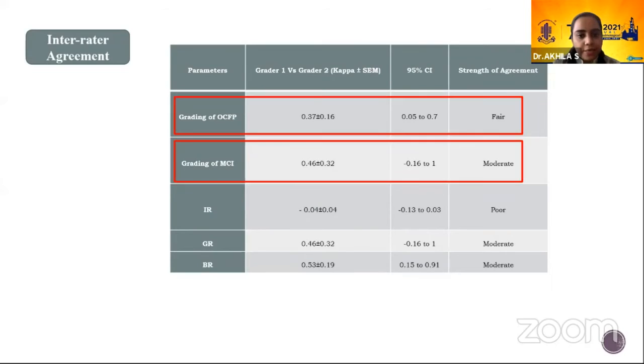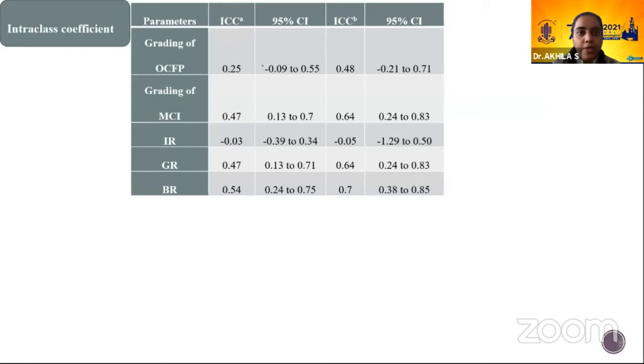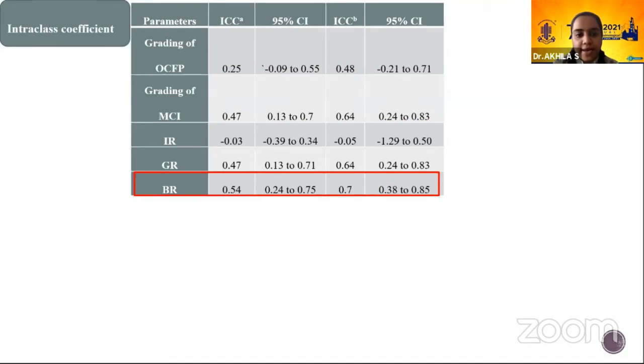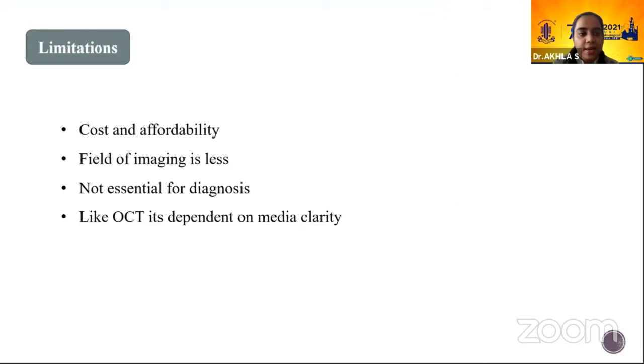When we looked at the inter-rater agreement, the multicolor image had a moderate agreement as compared to OCFP. Amongst the 3 wavelengths, blue reflectance and green reflectance had moderate agreement, whereas infrared had poor agreement. Looking at the intra-class coefficient between the observers, the grading of MCI scored better when compared to that of OCFP. And among the different wavelengths, blue reflectance had a better score. The limitations are the cost and affordability, and the field of imaging is less on multicolor as compared to Optos. It is not an essential tool for diagnosis, and like OCT, it is dependent on media clarity.